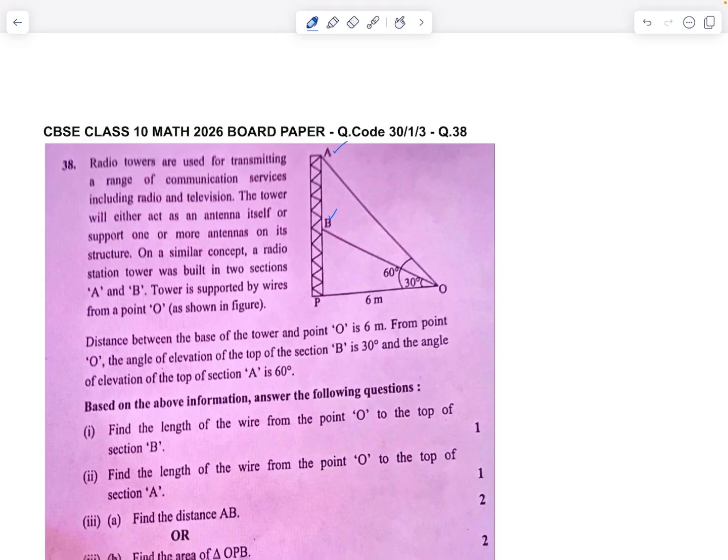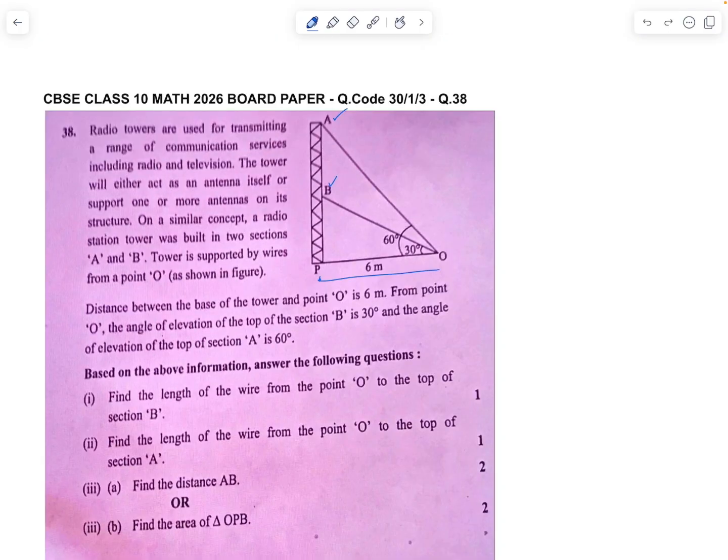The distance between the base of the tower and the point O is 6 meters. From the point O, the angle of elevation of the top of section B is 30 degrees and the angle of elevation of the top of section A is 60 degrees. Based on the above information, answer the following questions.